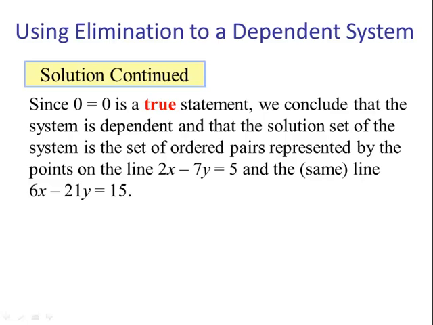Since 0 equals 0 is a true statement, we conclude the system is dependent and that the solution set of the system is the set of ordered pairs that represent the points on the line 2x minus 7y equals 5 and the same line 6x minus 21y equals 15. So if we think of this graphically, the first equation and the second equation will make the same graph, and graphing these, the two equations would coincide.